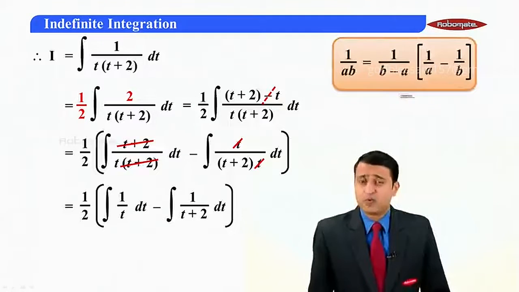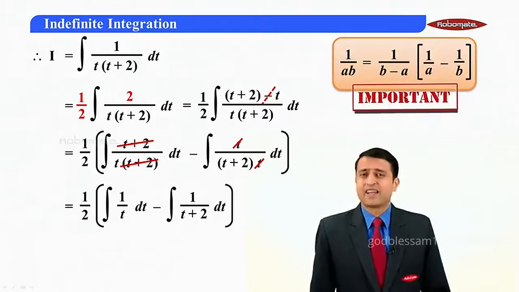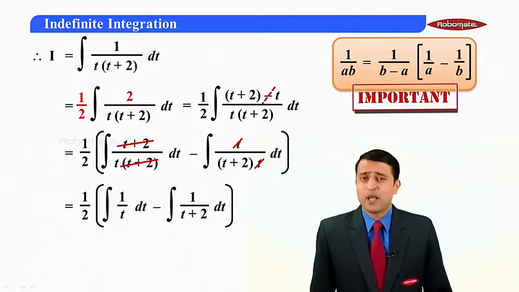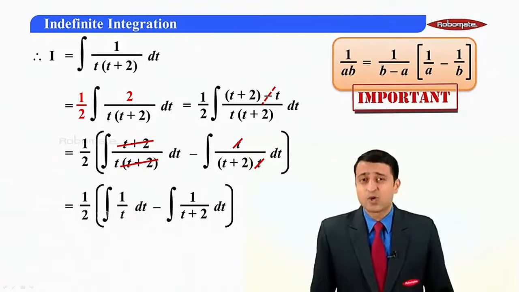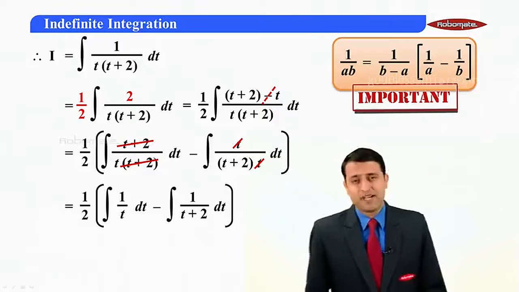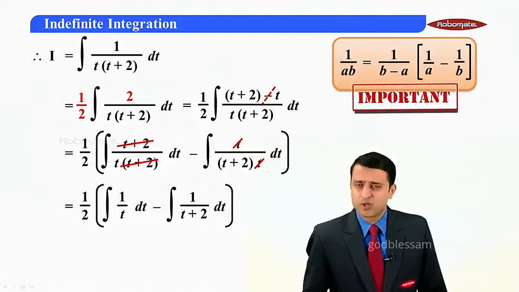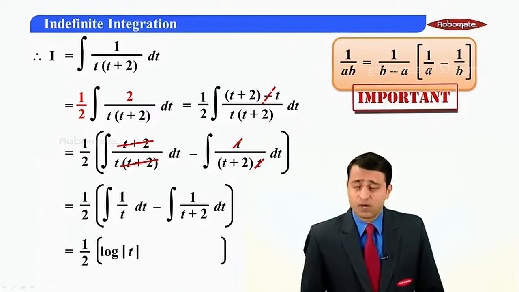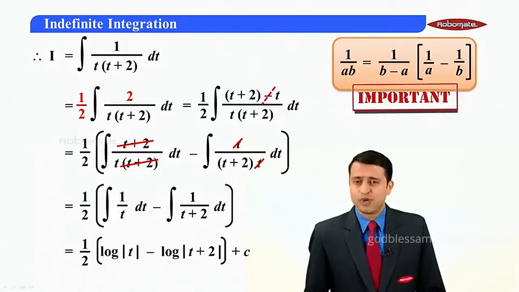Is that okay? Now my dear students, you may remember this technique as a shortcut also. If I have two terms multiplied, 1 upon ab, then I can write 1 upon ab as 1 upon b minus a into brackets 1 upon a minus 1 upon b. My dear students, a and b are constants here, and they can be applied to t plus 2 and t also in this case. Okay, now let's proceed further to integrate. Integral 1 by t will be log mod of t, and that of 1 by t plus 2 is log mod of t plus 2. Obviously a plus c has to follow, correct?